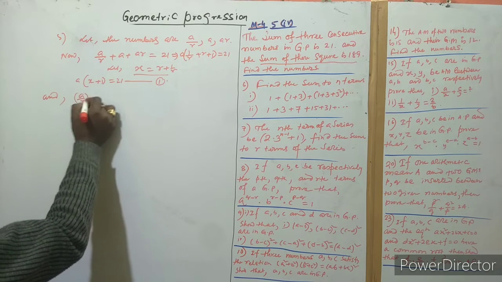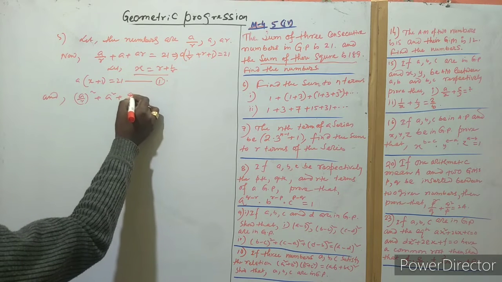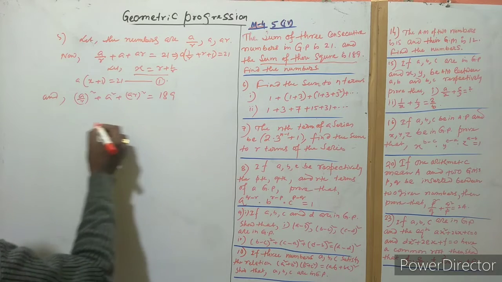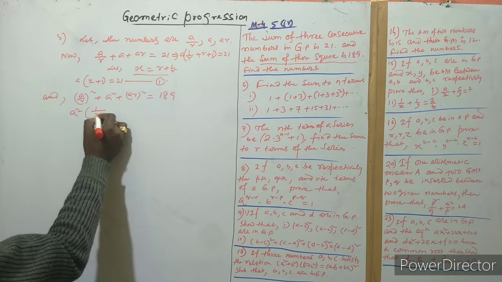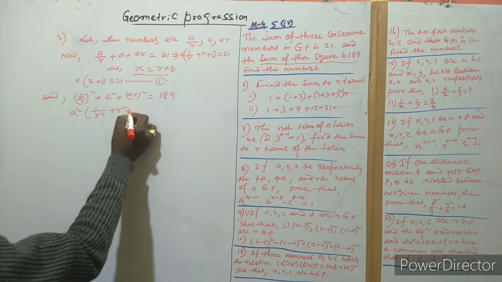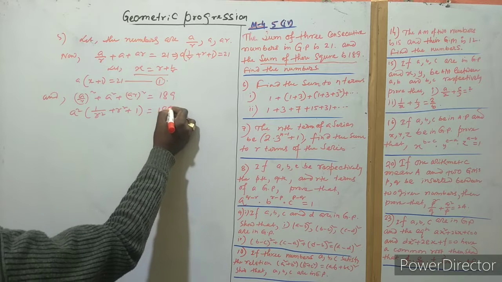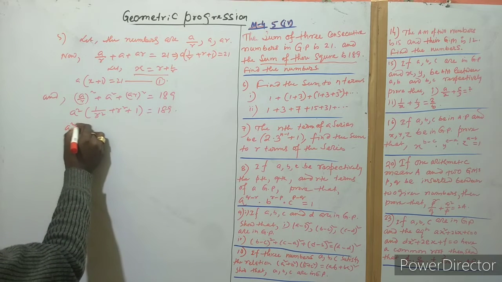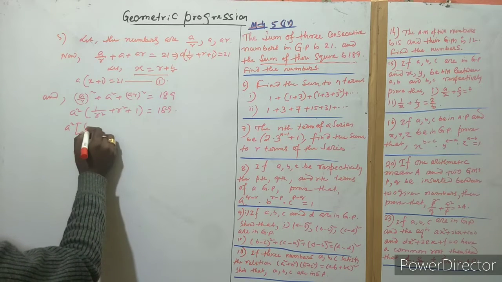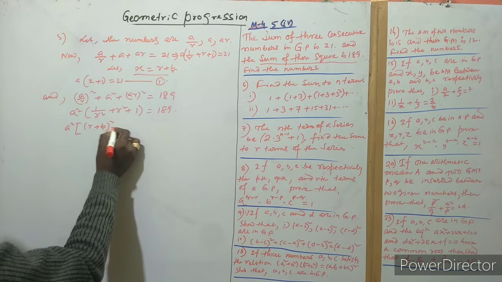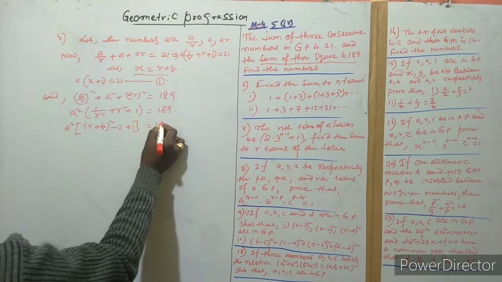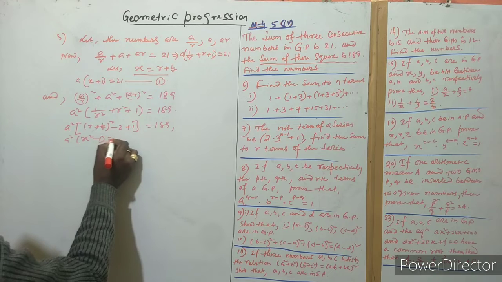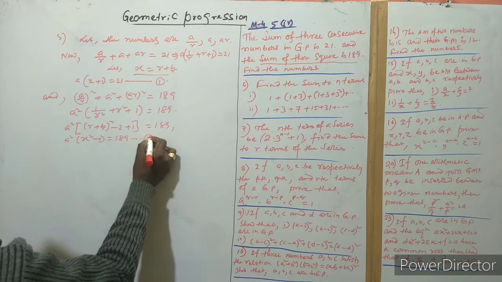And now the sum of the squares is 189, so (a/r) squared plus a squared plus (ar) squared is equal to 189. Taking a squared common, we get a squared times (1/r squared plus 1 plus r squared) equal to 189. We can write this as a squared times ((r plus 1/r) whole squared minus 2, plus 1) equal to 189. Again we write a squared times (x squared minus 1) is equal to 189, and this is equation 2.